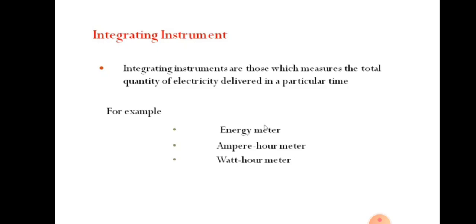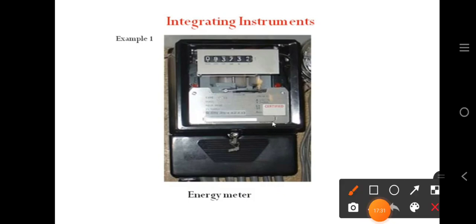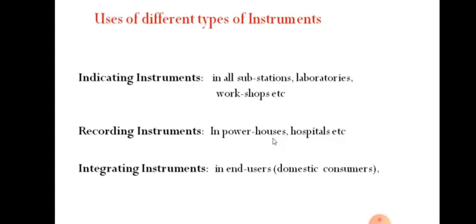So this is our last point. Here is the example of the energy meter, that is our electricity meter. Here the data is shown in the form of digits. The digital data is represented on this integrating instrument. This is the example of integrating instrument.